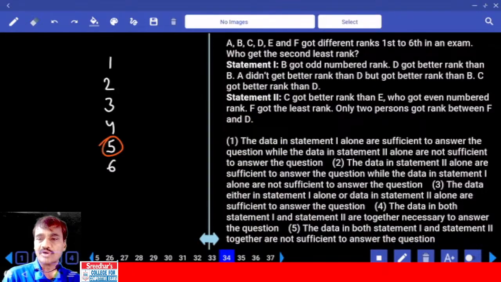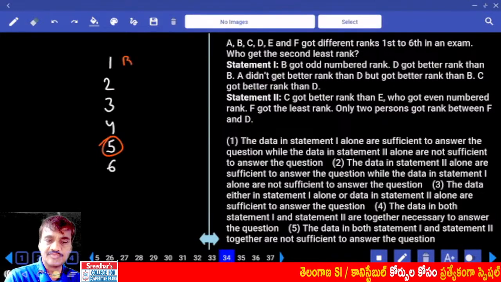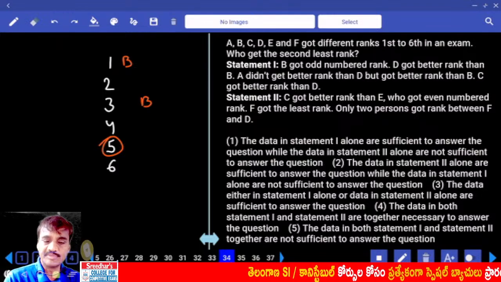Then B got an odd rank. Now what is the rank of B? B got an odd rank and D got a better rank than A. And B got an odd rank, so B can be first, B can be third, or B can be fifth.